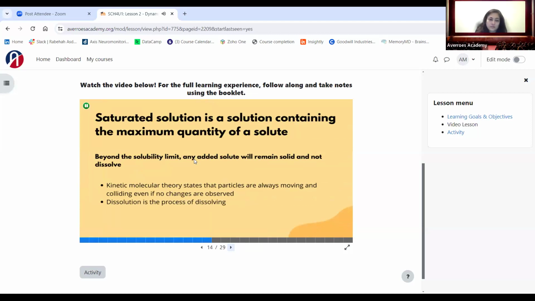And recall the kinetic molecular theory that you learned about last year, which states that particles are always moving and colliding even if no changes are observed. So dissolution is also another word we use for the process of dissolving. So when we've reached that solubility limit, we can call that a saturated solution.